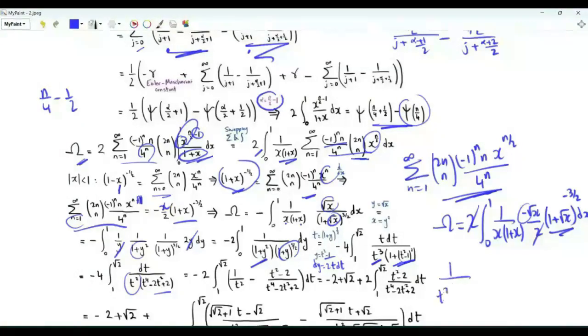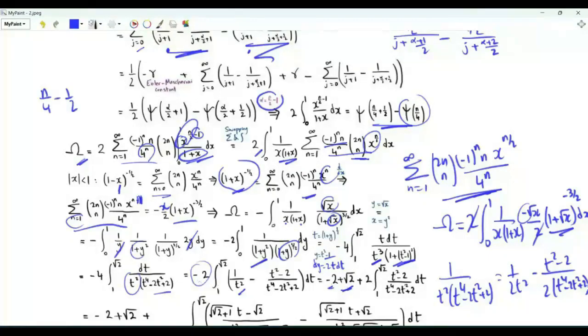If we do partial fractions, we can write 1 over t²(t⁴ − 2t² + 2) as 1 over 2t² minus (t² − 2) over 2(t⁴ − 2t² + 2). The antiderivative of t^(−2) is −t^(−1). Using the limits of integration and multiplying by this −2, we get −2 plus √2. Then we have plus 2, integral t from 1 to √2 of (t² − 2) over (t⁴ − 2t² + 2).